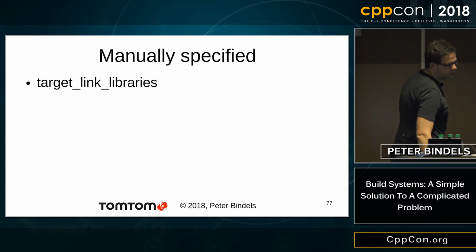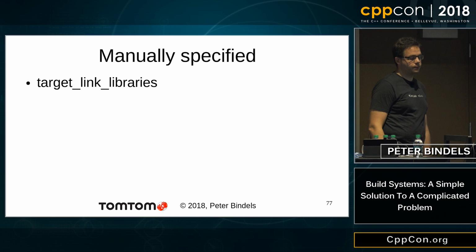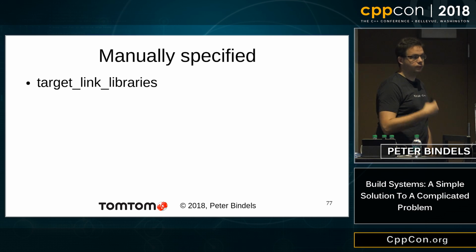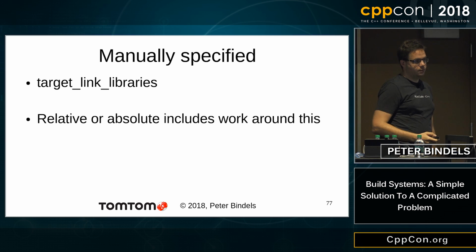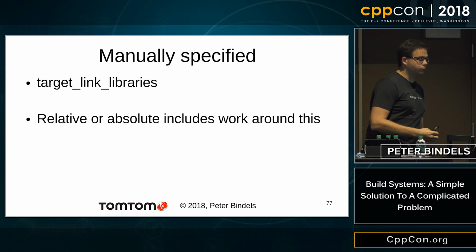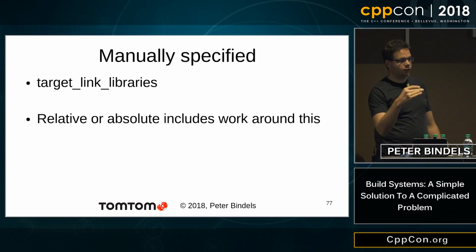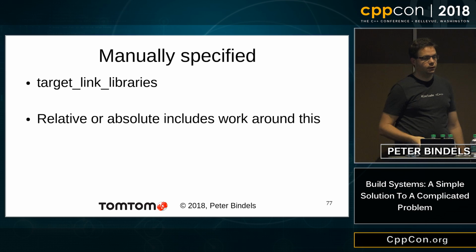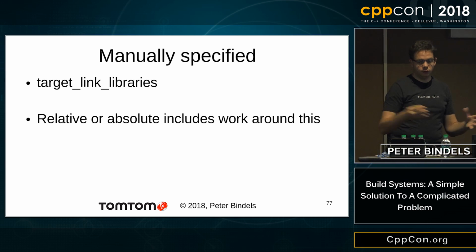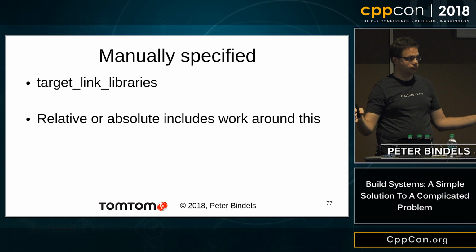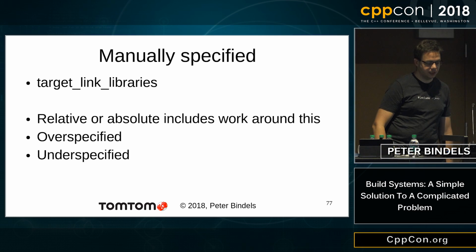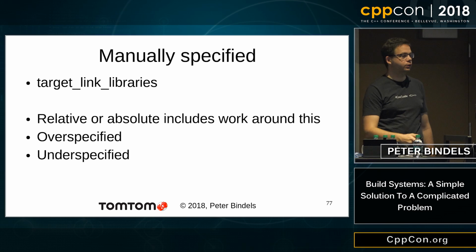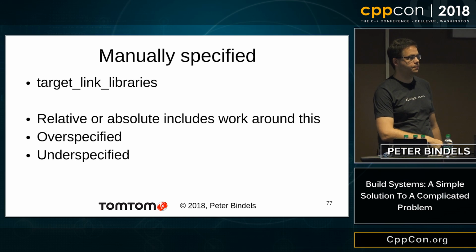So you can take those dependencies and specify them manually. There's CMake, there's target link libraries. You can indicate how you want the dependencies to be there. But people will work around this by having an absolute or relative include. You know, the dot slash something or other include. They will include from the project root. They will include from the home root of your computer. It's terrible, but somebody does. And worst of all, they will be overspecified and underspecified at the same time.